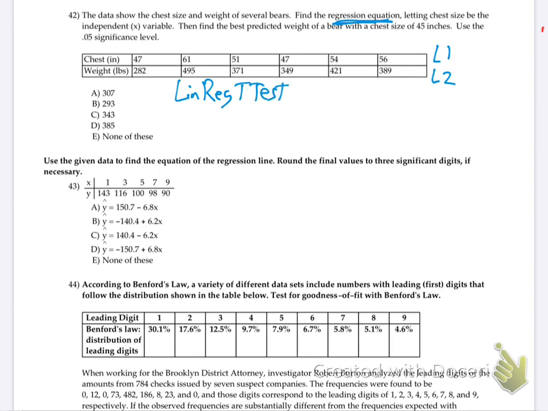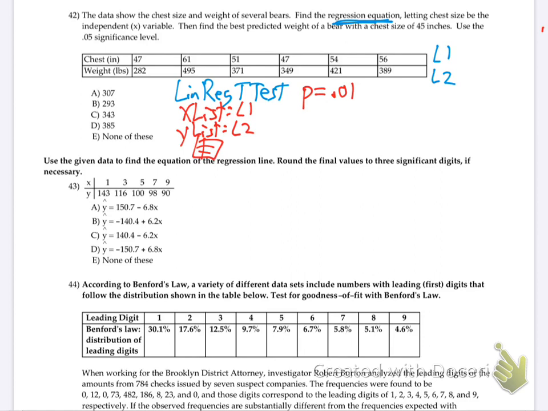When we do linear regression t-test, you know how it works. The X list is L1, the Y list is L2. It's already in your calculator, I'm sure. Frequency is 1. And we always choose not equals, don't we? It's a not equals test. And then calculate. And so I'm getting a p-value that is 0.01.